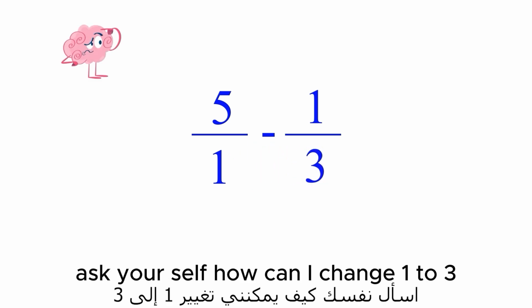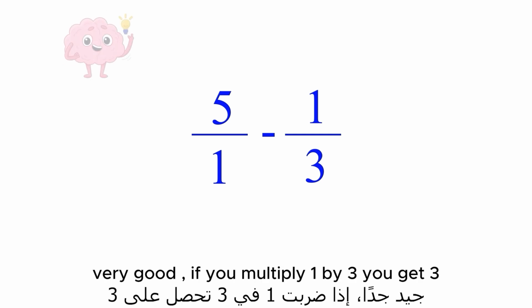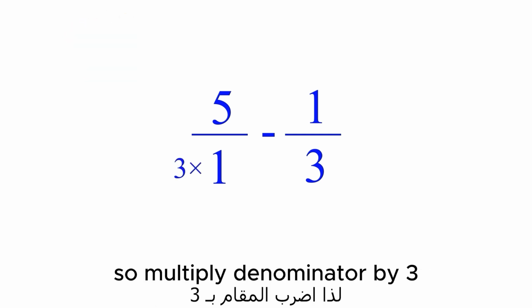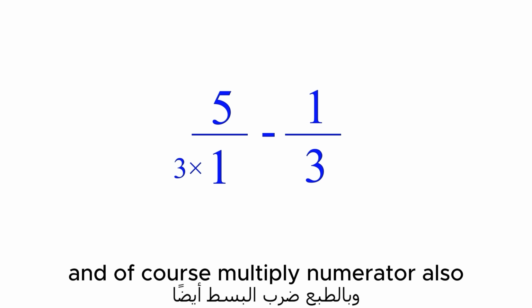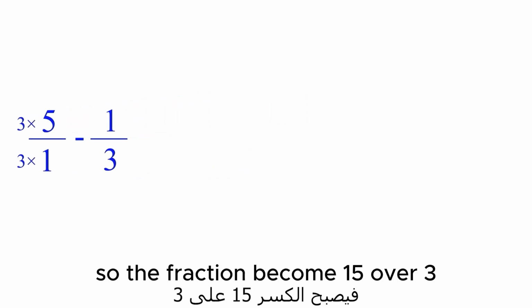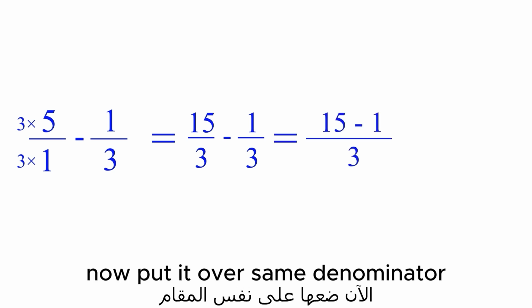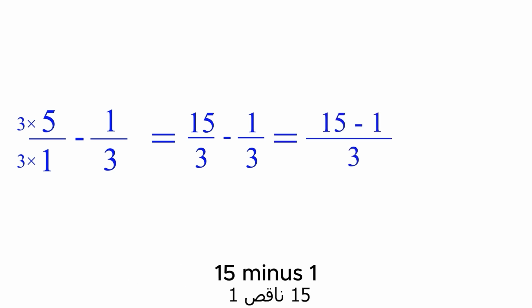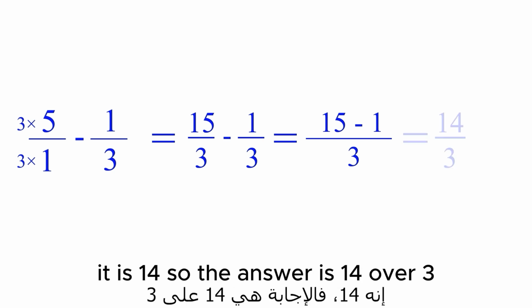Ask yourself, how can I change 1 to 3? Very good. If you multiply 1 by 3 you get 3. So multiply the denominator by 3. And of course multiply the numerator also. 5 times 3 and 1 times 3. So the fraction becomes 15 over 3. Now put it over the same denominator. Subtract the numerators. 15 minus 1. It is 14, so the answer is 14 over 3.